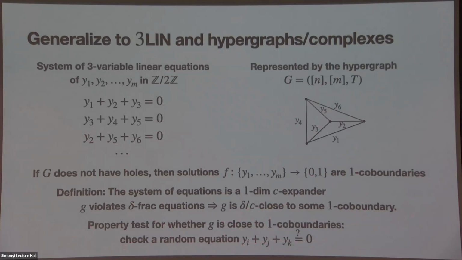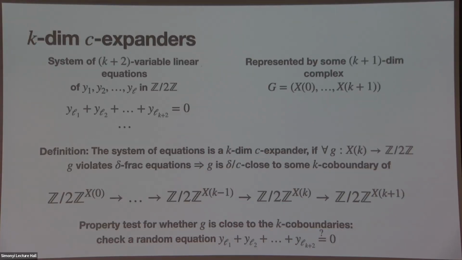We already did dimension 1, and it's very easy to generalize to dimension k. For dimension k, we just have a larger constraint involving k+2 variables, and we consider a complex of dimension k+1 instead of 2. Now the definition is pretty much analogous. We say that the equation or the complex is a k-dimensional C expander.